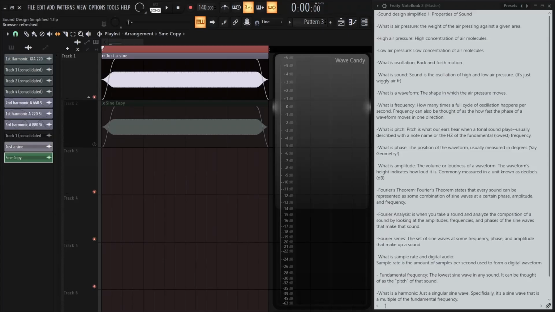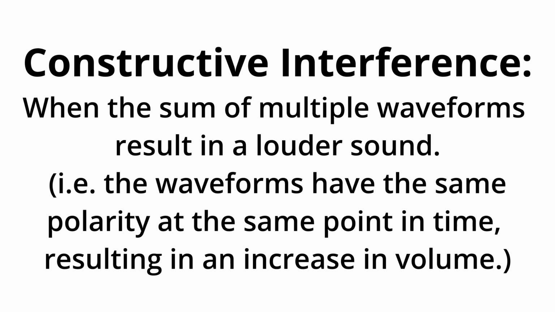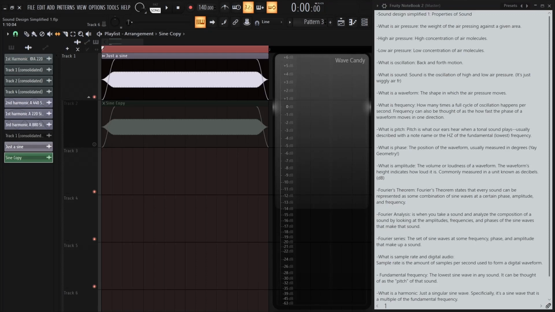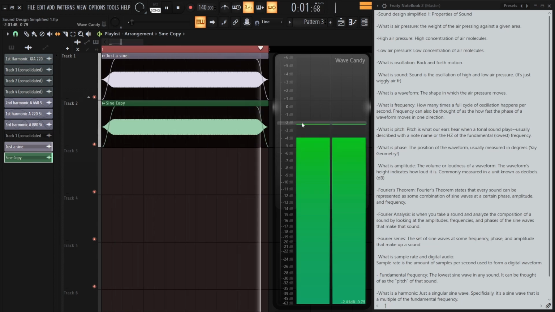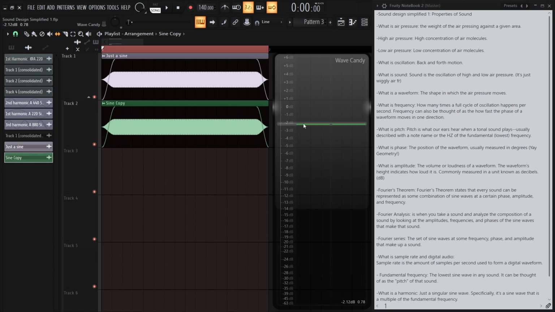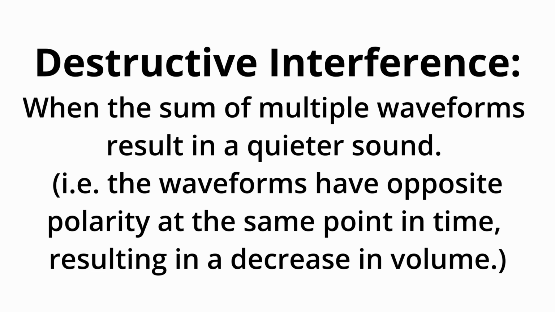The next property I'm going to go over is called interference. Interference happens when multiple waveforms are playing at the same time. When two waveforms are being played together and the result signal is louder, it's called constructive interference. Here's an example. So we know that the sine wave from before peaks at around -8 decibels, right? Watch what happens to our amplitude when we add in a copy of that sine wave. So now it peaks at around -2 decibels. That's constructive interference.